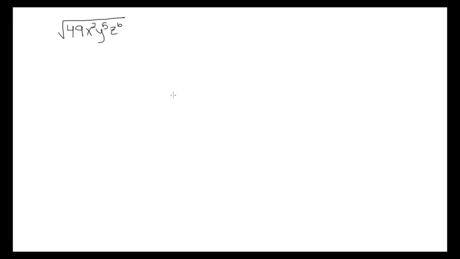Here we have the square root of 49 x squared y to the fifth z to the sixth. In this case we have a radical, and there's understood to be a 2 here for square root. Any other radical would have a root number in this spot. So, for example, if it was a 3, we'd be looking for a cube root. Okay, so since there's a 2 there, we're looking for pairs.